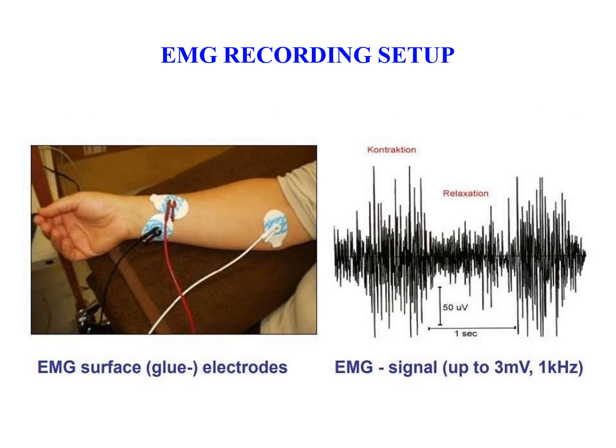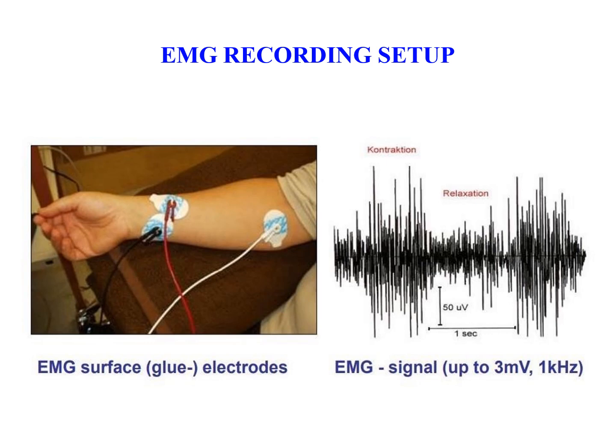This is the EMG recording system. EMG surface electrodes are placed in this format, as shown in the first diagram. In the second diagram, the electromyograph waveform is noted. First, the amplitude level is 50 microvolts. The time difference between contraction and relaxation is 1 second.